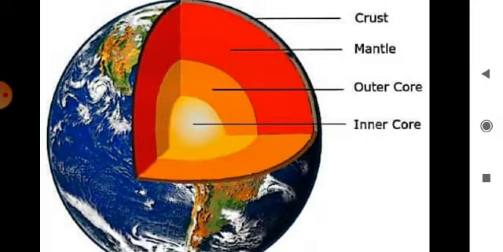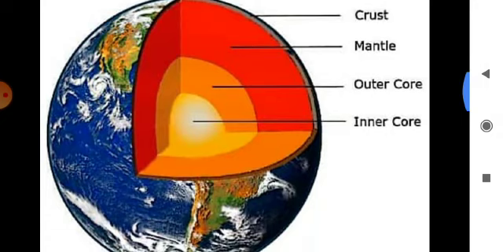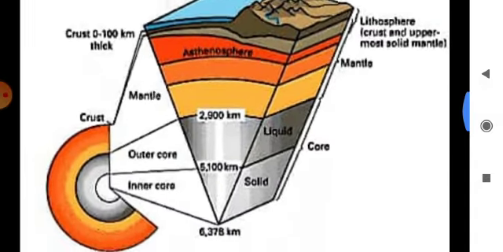Okay. Now come to the main topic. The earth's interior is divided into three main layers: crust, mantle and core. The crust is the outermost layer, the mantle is the intermediate layer and the core is the innermost layer of the earth. So at first we discuss the crust. Just follow the upper portion.